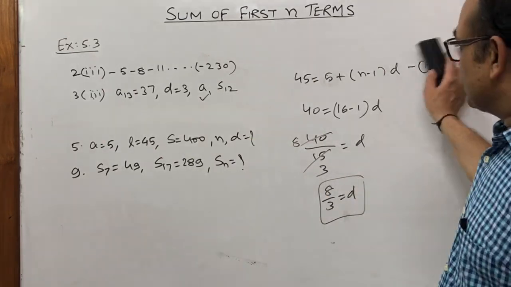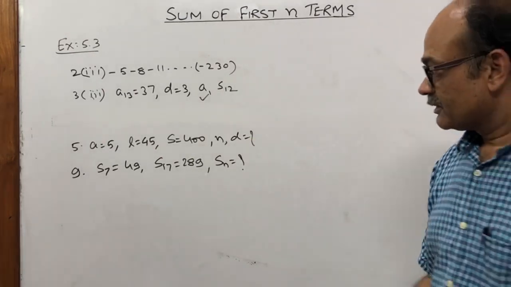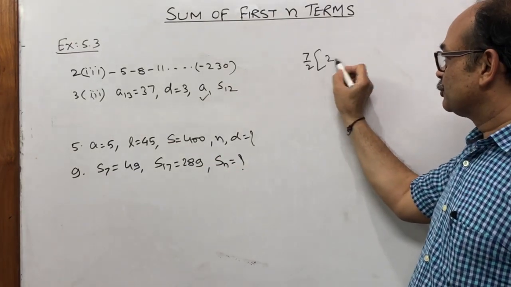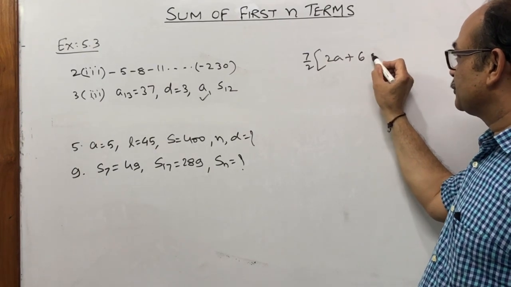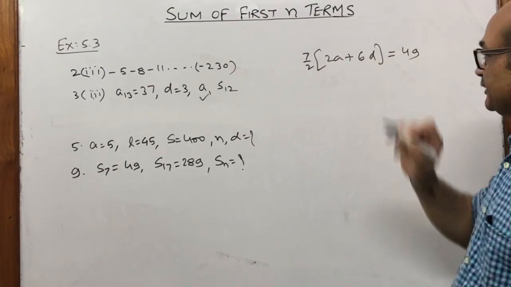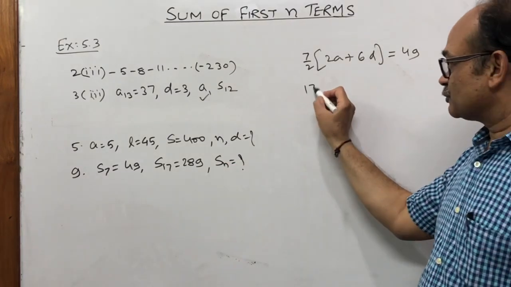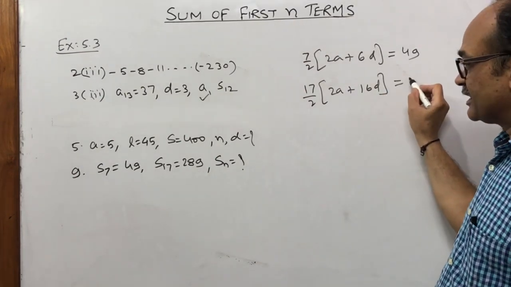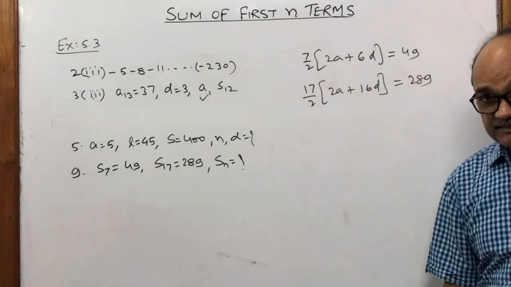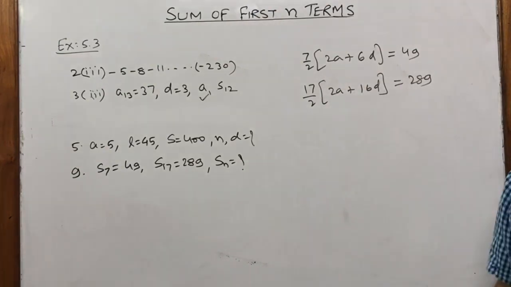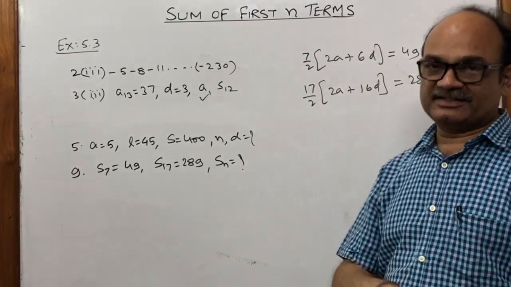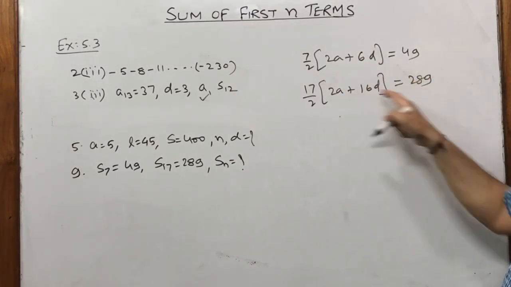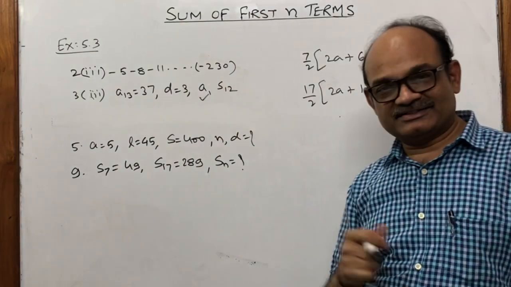Next is sum number 9. The sum up to 7 terms, that is 7 by 2 into 2a plus n minus 1 into d, is given as 49. Similarly, for 17 terms total, that is 17 by 2 into 2a plus 17 minus 1, 16d, is given as 289. Our aim is to calculate a and d. And when we have a and d, Sn will also come. So how do we calculate? We have two equations and two unknowns. You know linear equations in two variables.